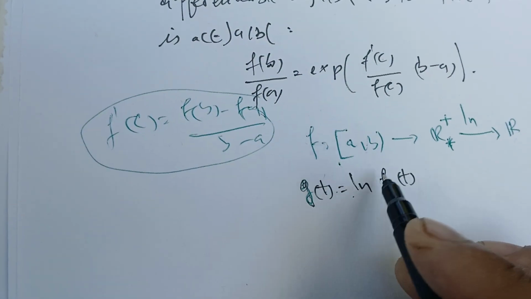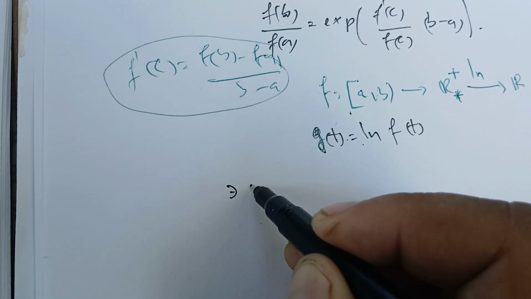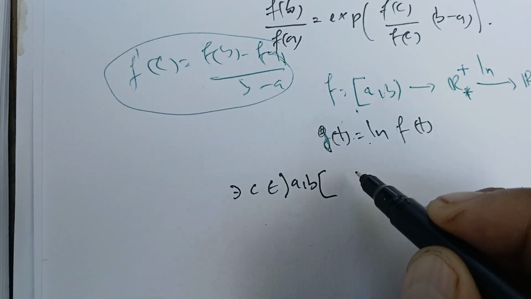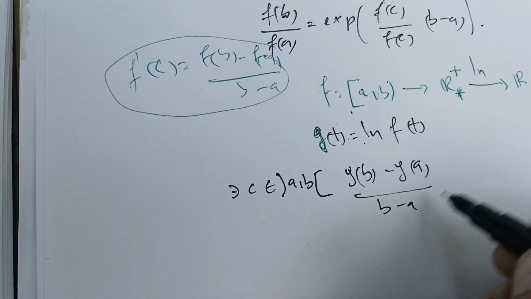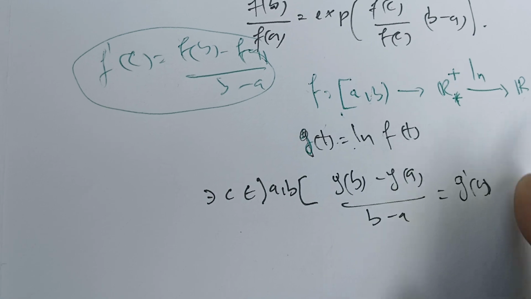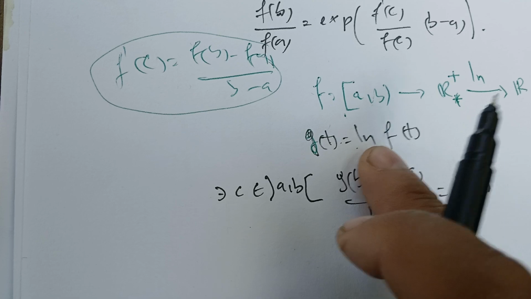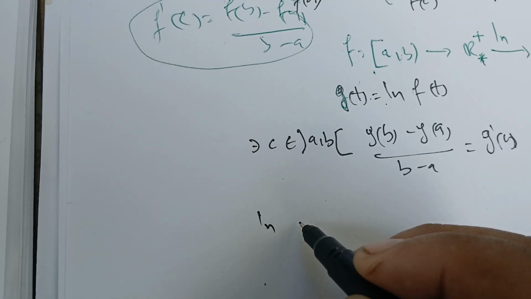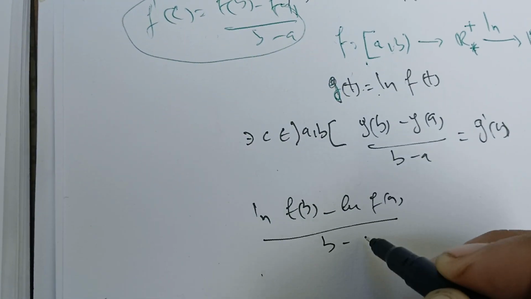Doing so, we know that there exists some c in the interval (a, b) such that (g(b) − g(a)) over (b − a) is g'(c). All we need now is to translate these quantities into this one. We have g(b) − g(a) over b − a, which is the natural log of f(b) minus the natural log of f(a), over b − a.